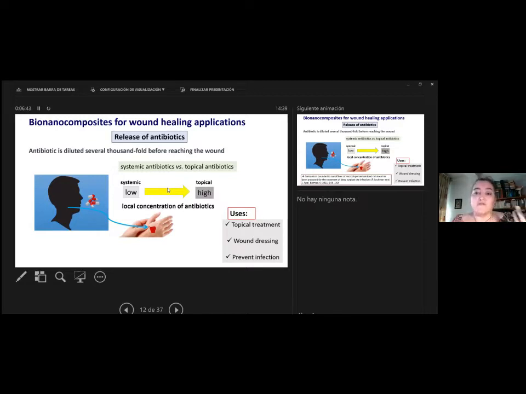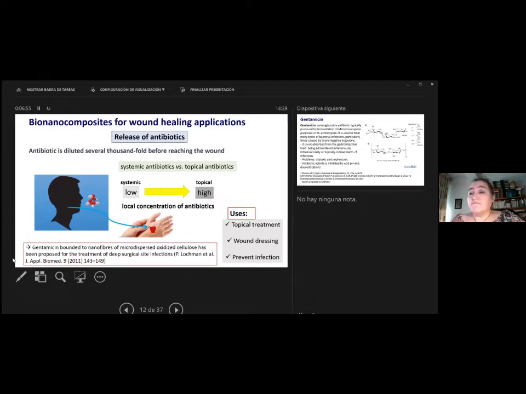But when we have a topical treatment, sometimes we need larger amounts to be effective and also to keep this effectiveness for a longer time. So that is the important point when we have to control the delivery system. One of the most typical antibiotics that have been tested or studied for this application is gentamicin.